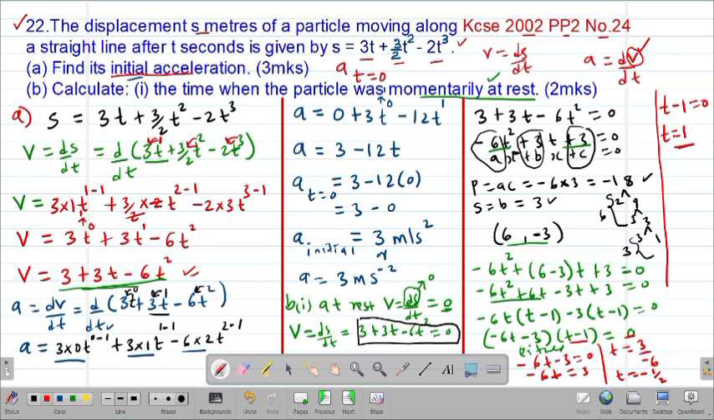But we know that time cannot be negative. Remember, time is a scalar quantity. Therefore, we'll conclude that the time when the particle was momentarily at rest is t equals 1 second. So that is the time when the particle was momentarily at rest. Remember, we are disregarding t equals negative a half because time cannot be negative. So we only consider the value of t which is positive as our solution. So that was B Roman 1 of the question.